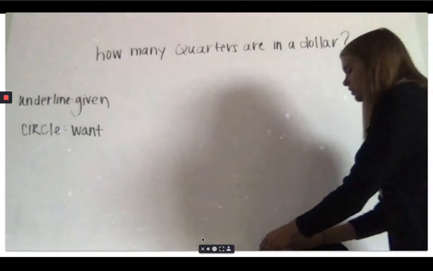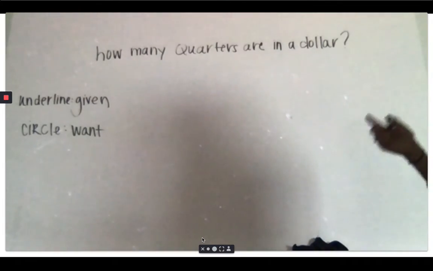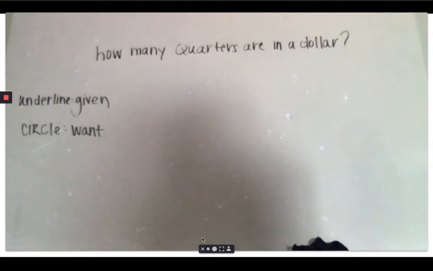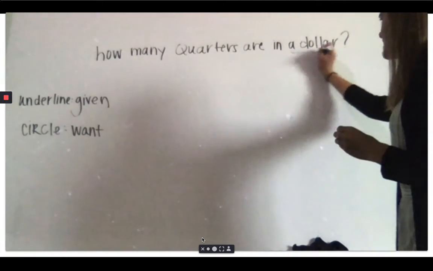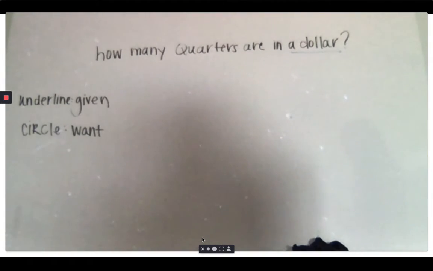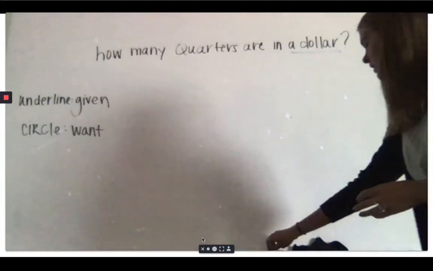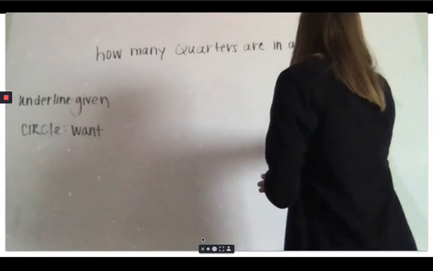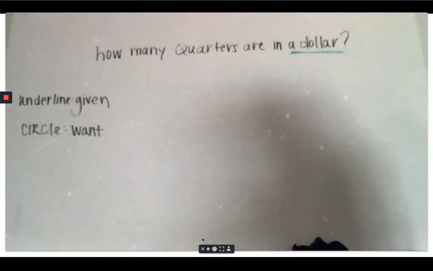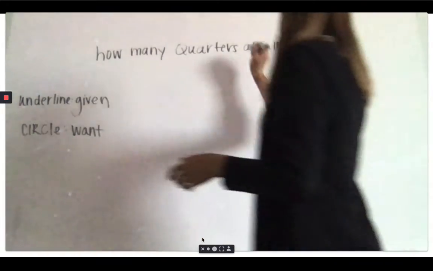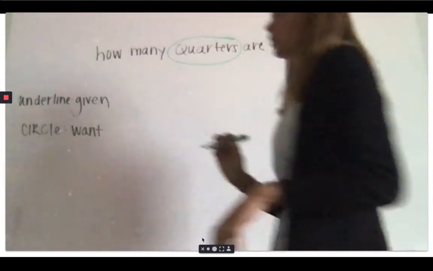This might be a little tricky to figure out at first, so we're going to underline what we're given. We're given $1. You can't see the blue, so I'm going to get a different color. We're going to underline the dollar because we're told that we're given $1, and we're looking for quarters.